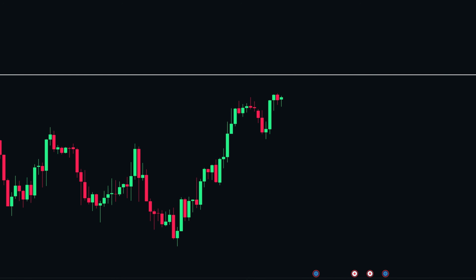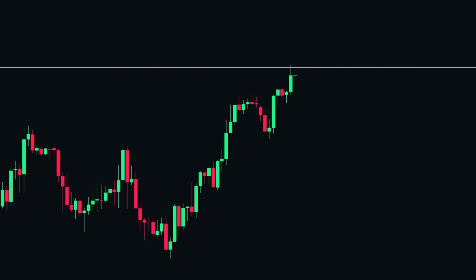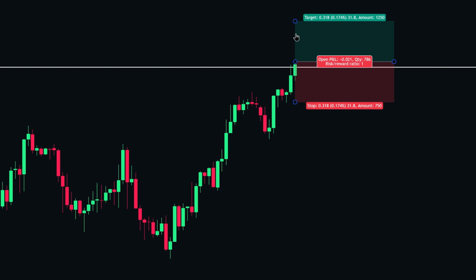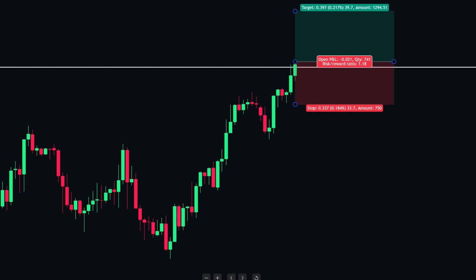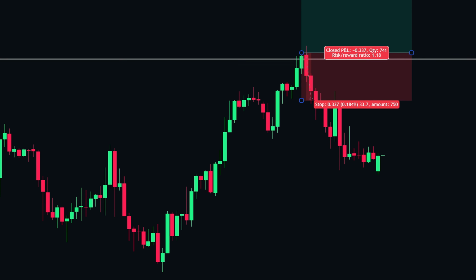Most breakout tools only show you when price crosses a level. You see a line break, you see a marker on the chart, and the assumption is that the market is ready to move. But price breaking a level alone does not always mean the breakout is strong. Many breakouts fail because there was not enough real participation behind the move. That is why traders often get trapped in fake breakouts.